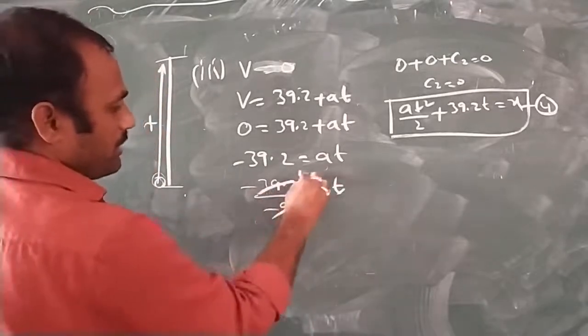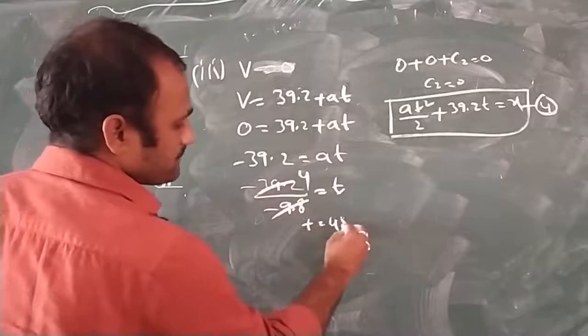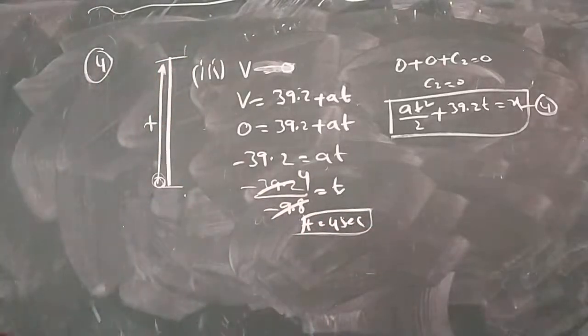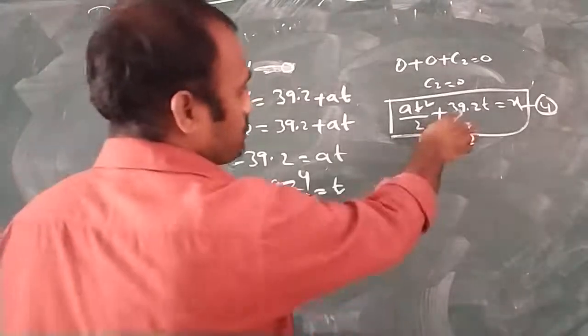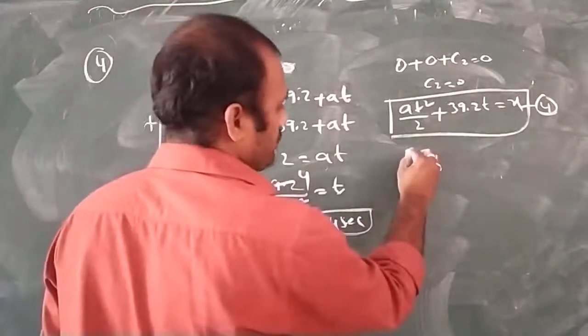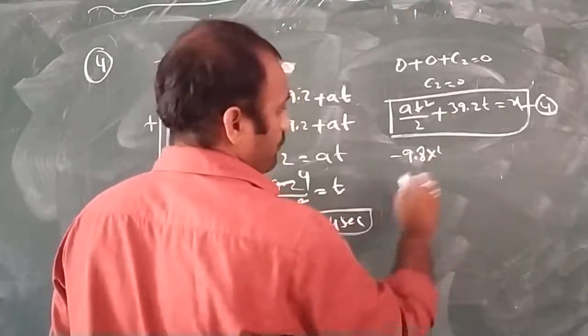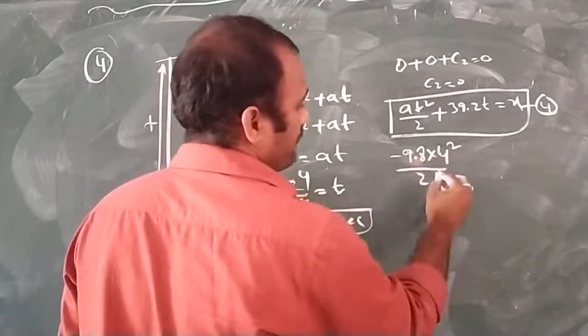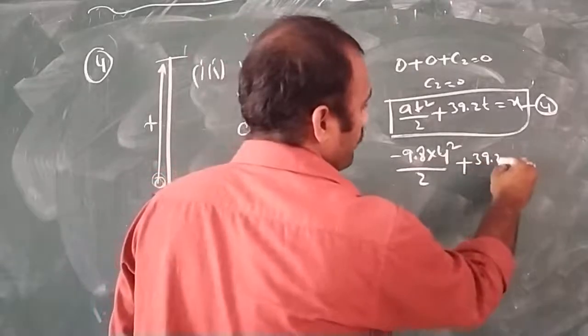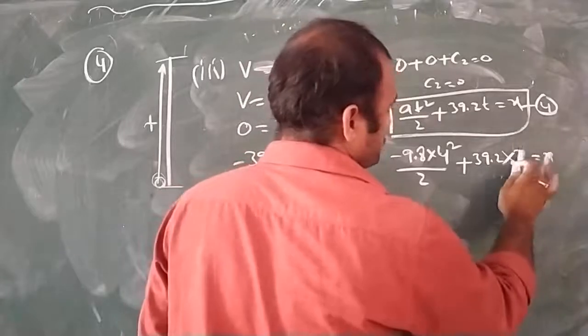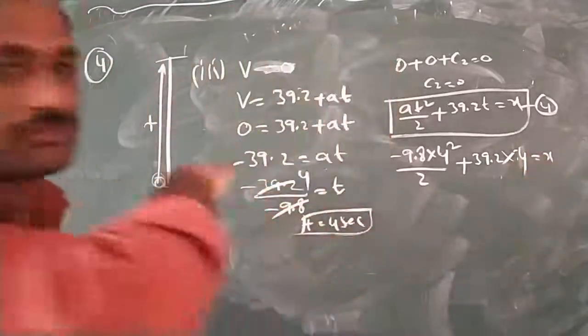So 98 ones are 98, 98 fours are... Time is 4 seconds. But we want the distance, how much it will rise. So we will substitute the time, 4 seconds, in this equation. Acceleration is minus 9.8 into 4 square divided by 2, plus 39.2 into 2, is equal to x. So time is 4.